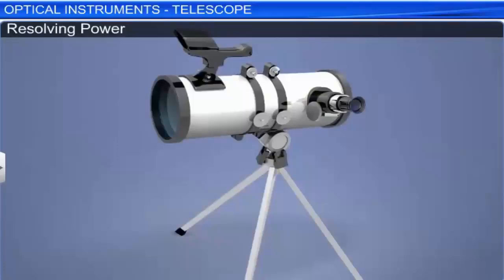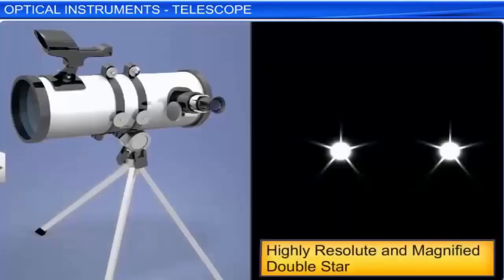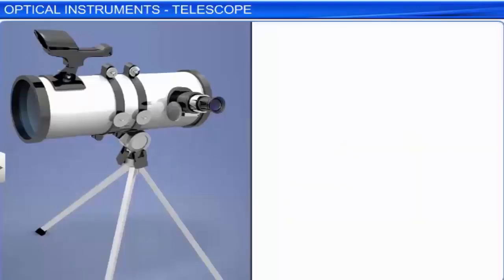The resolving power of a telescope also depends on the diameter of the objective. So, telescopes with large objectives provide high resolution and high magnification. It is important to note that the resolving power and the magnifying power refer to different entities.